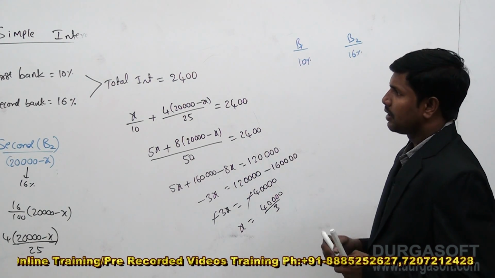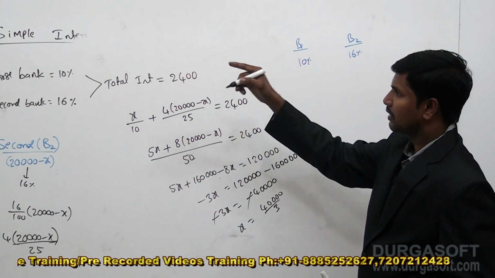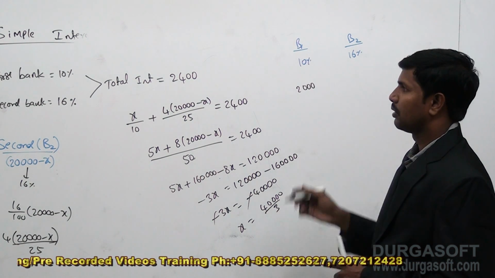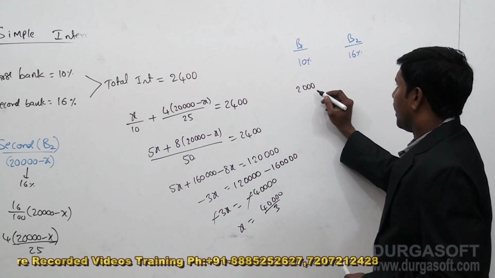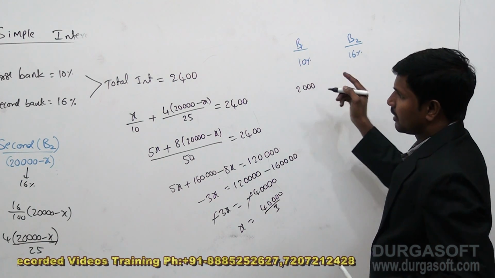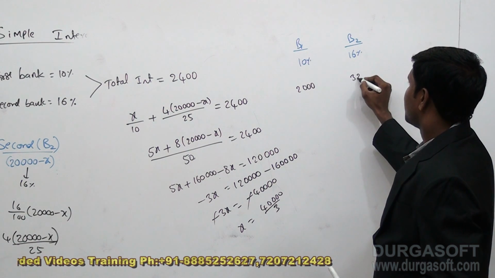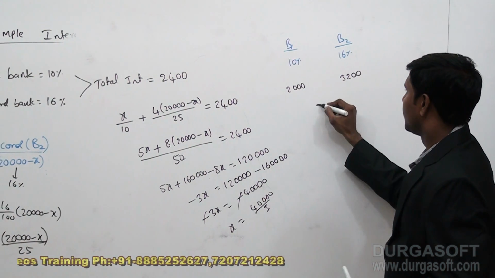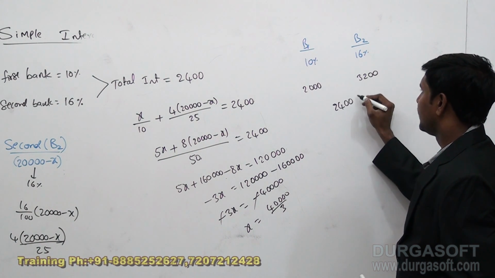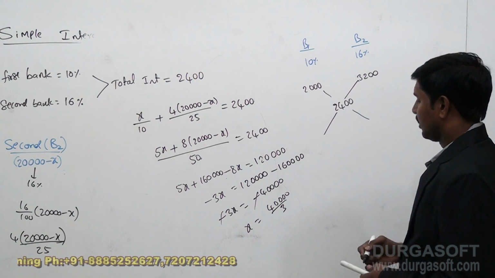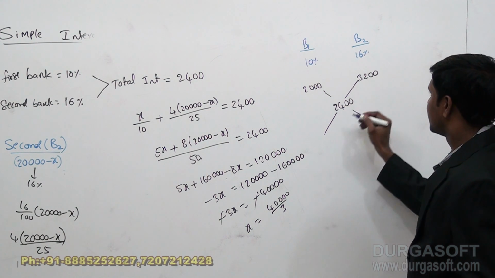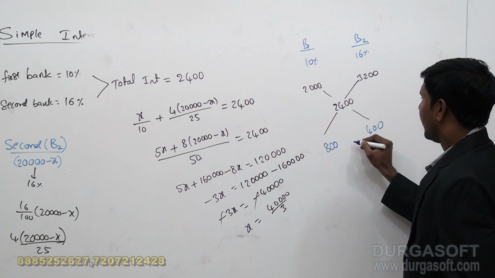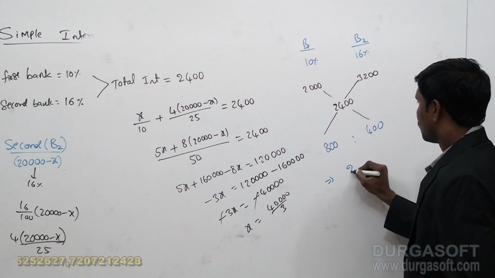If the total money is deposited in the first bank, 10% of 20,000 is the interest. That's why we will get 2,000 rupees. Now, if the total money is deposited in the second bank, obviously 16% is the total interest, 3,200, but we are getting 2,400 as the interest. Now you can take the difference here as 800 and the difference here as 400, and the ratio is nothing but 2:1.